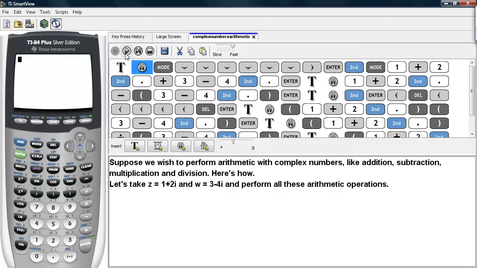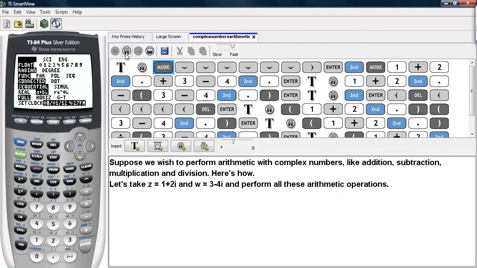Suppose we wish to perform arithmetic with complex numbers, like addition, subtraction, multiplication, and division. Well, here's how. First, we're going to take one complex number to be 1 plus 2i, and we'll take another complex number to be 3 minus 4i, and we'll perform all these operations.